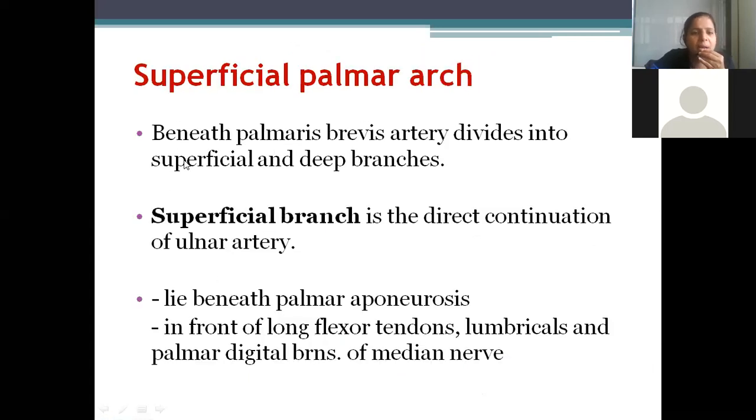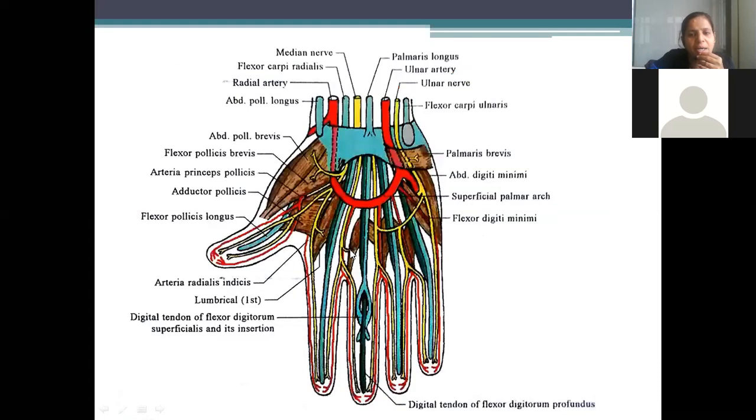Now the superficial palmar arch: beneath palmaris brevis, the ulnar artery divides into superficial and deep branches. The superficial branch is the direct continuation of the ulnar artery. This is the palmaris brevis muscle, seen in the hypothenar group just below the skin in the superficial fascia. This is the main continuation of the ulnar artery in the palm. This is the radial artery; the main artery is not joining, but this is the superficial branch of the radial artery. You should be very clear about this.